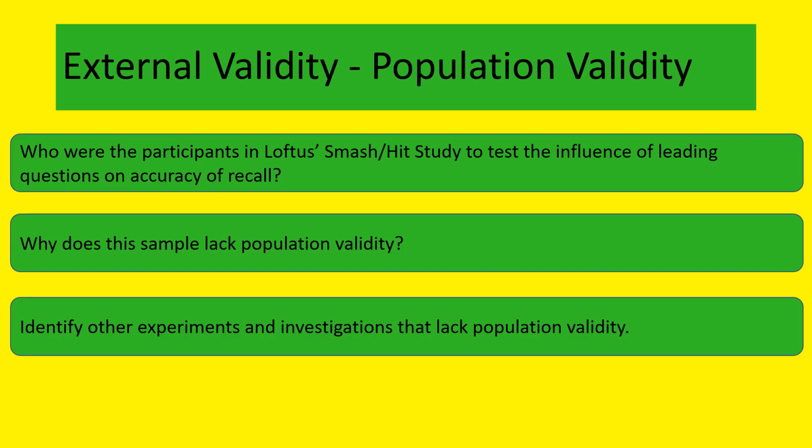Population validity just refers to the sample. So the sample are the people within the investigation, and if the sample is not diverse, then you cannot really apply the findings beyond that population, which is why it's called population validity. So loads and loads of studies, like the Loftus smash hit study, have been done on students, particularly American white middle class, wealthy, well-educated students who are not representative of many people in America, let alone the rest of the world. So it's hard to generalize the findings to the rest of the population if the sample is limited and not diverse.